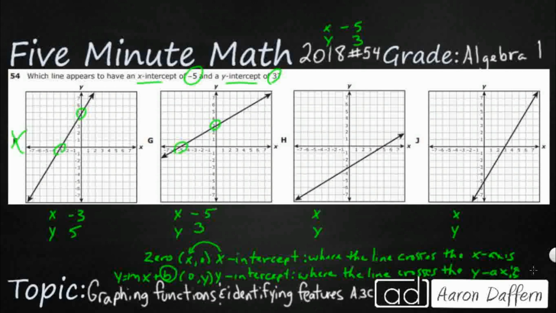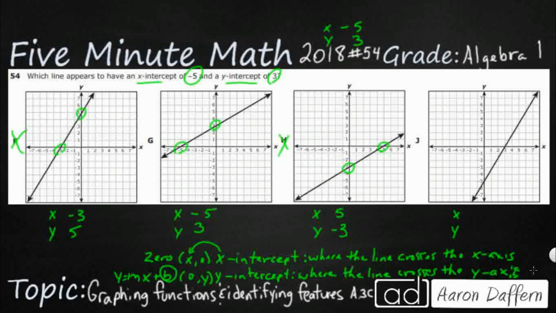Let's just see what we have for H and J just to make sure. In H, my x-intercept is a +5. So you notice it's a 5, but instead of being -5, it's a +5. And then my y-intercept is -3. So the 3 is correct, but instead of being a +3, it's a -3. So that's how they try to trick you.